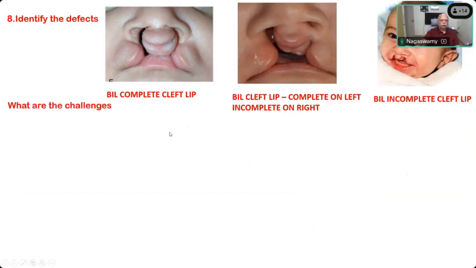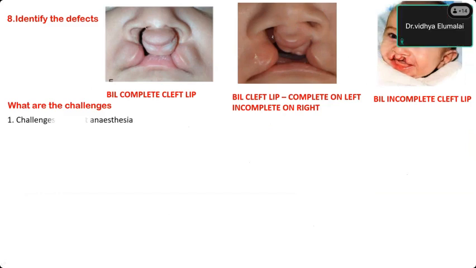And what are the challenges in these cases? First, the routine answer: pediatric age group. Challenges of infant anesthesia, because they are all done at a very young age. What is the age at which the lip has to be repaired? As soon as possible. Three months, sir. At least by 3 months.